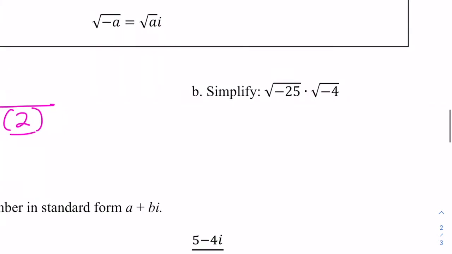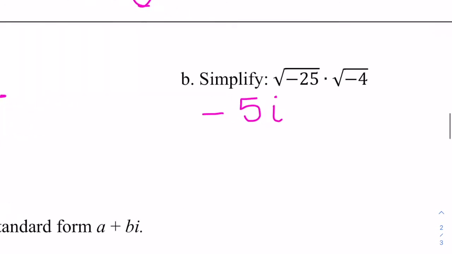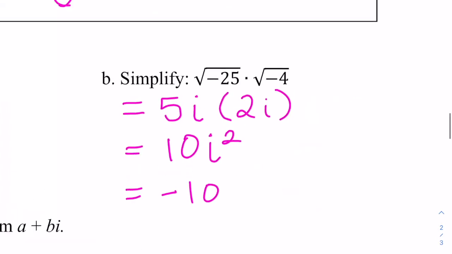Now let's simplify the square root of -25 times the square root of -4. It's very tempting to multiply them right away, but if you notice, you would get 100 and you wouldn't have the i anymore. So make sure you always take that i out. So here we'll have 5i, and the square root of -4 is going to be 2i. So now we get 10i squared, and we know that i squared equals -1, so we'll get -10.